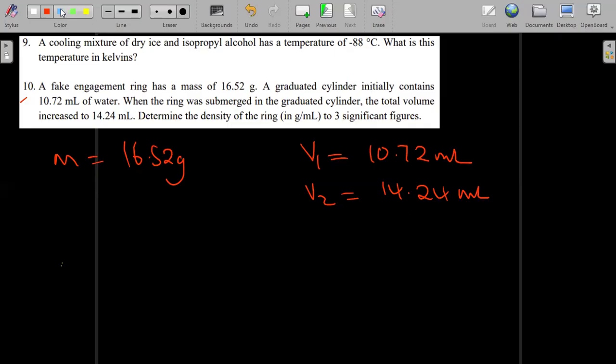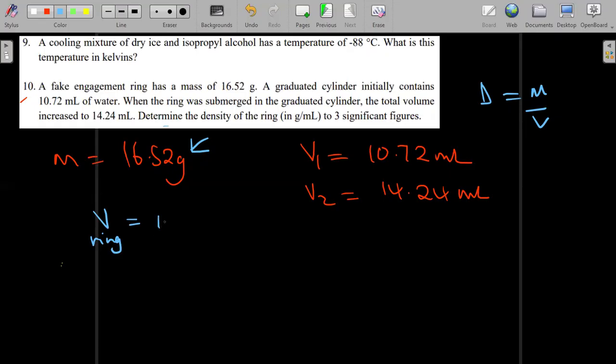Okay, someone is asking a question. I can get some background. All right, and then the question here, they're saying determine the density of the ring in grams per milliliters to 3 significant figures. So we know that the density is equals to what? Mass over volume. So we have the mass of the ring, we just need its volume. So how are we going to find its volume? The volume of the ring is just going to be equals to V2 minus V1.